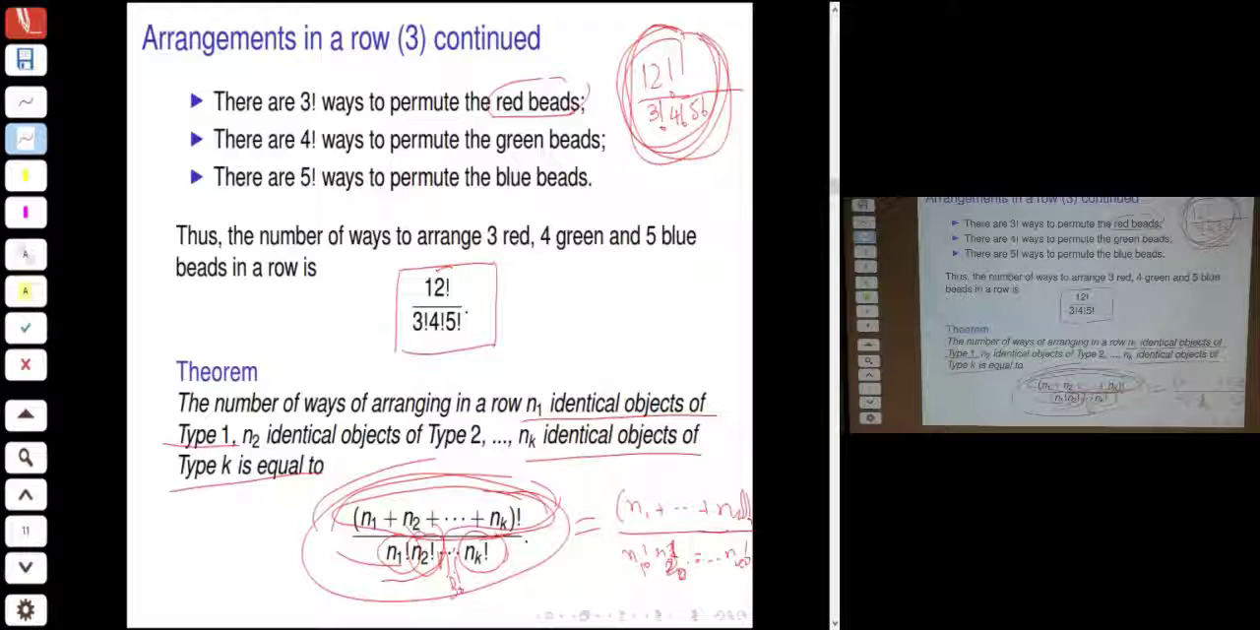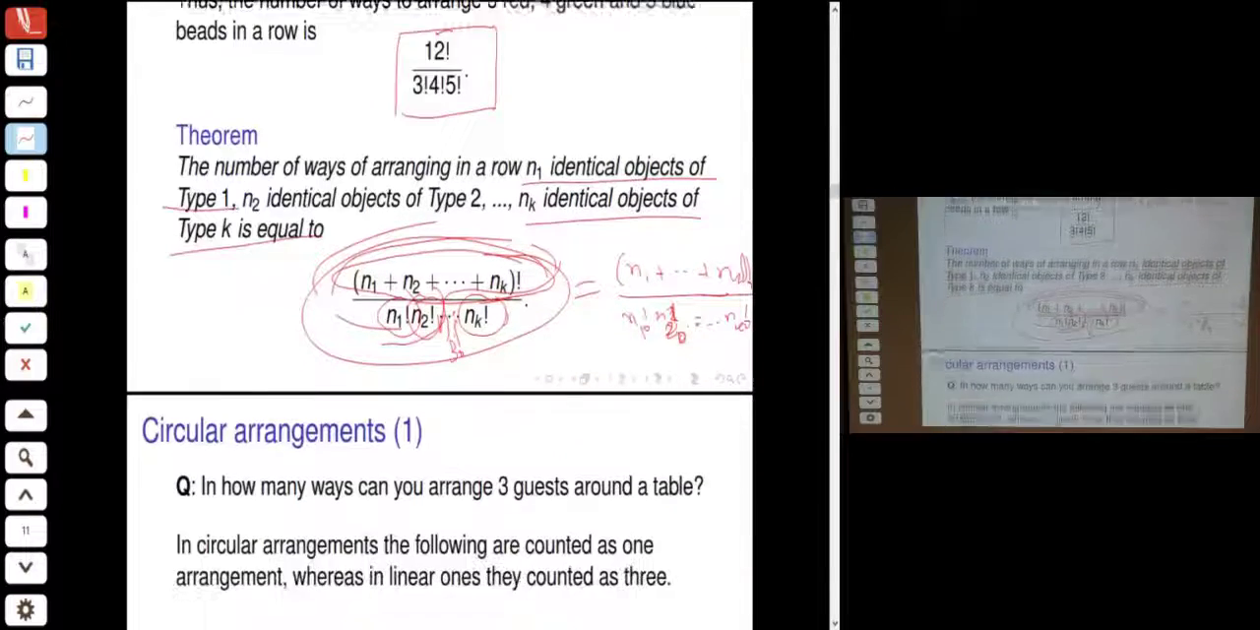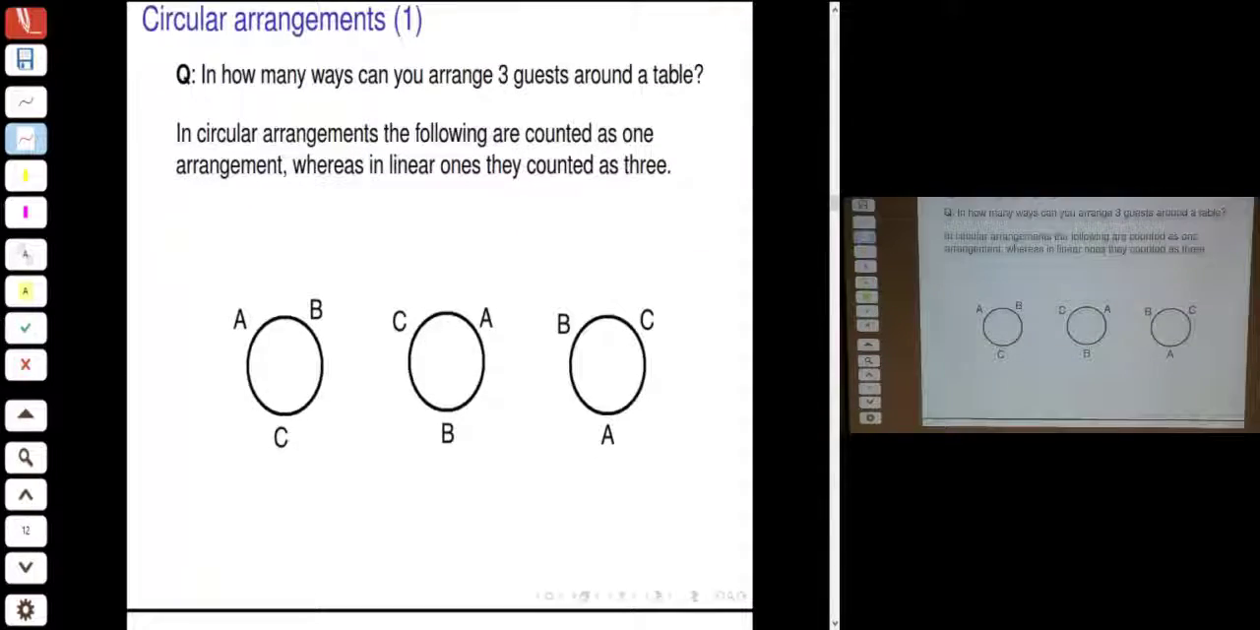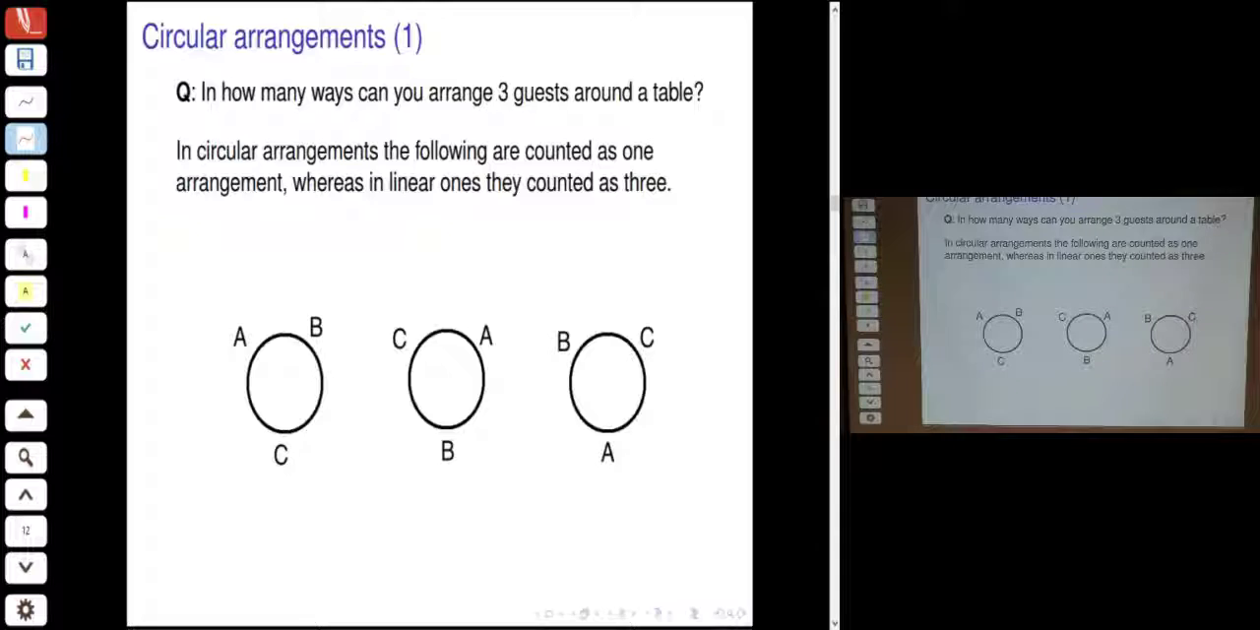Any questions? Okay, so if there are no questions, let's go on to another different kind of arrangements. These are circular arrangements. So far we have been discussing arrangements on a table, like on a line. So here the arrangements are on a circle.